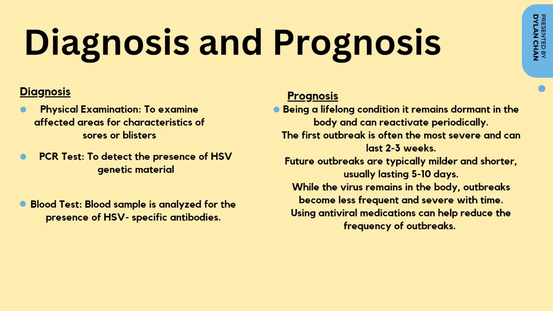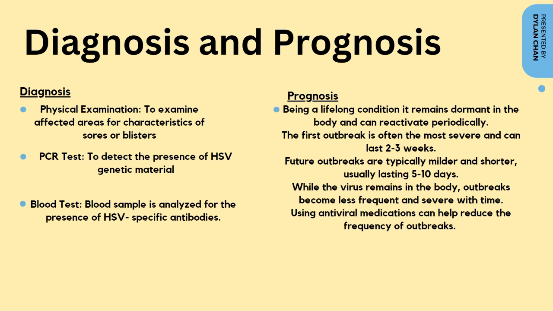For diagnosis and prognosis, for diagnosis, recommended are a physical examination to examine affected areas for characteristics of sores or blisters, a PCR test to detect the presence of HSV genetic material, and a blood test to analyze for the presence of HSV-specific antibodies.